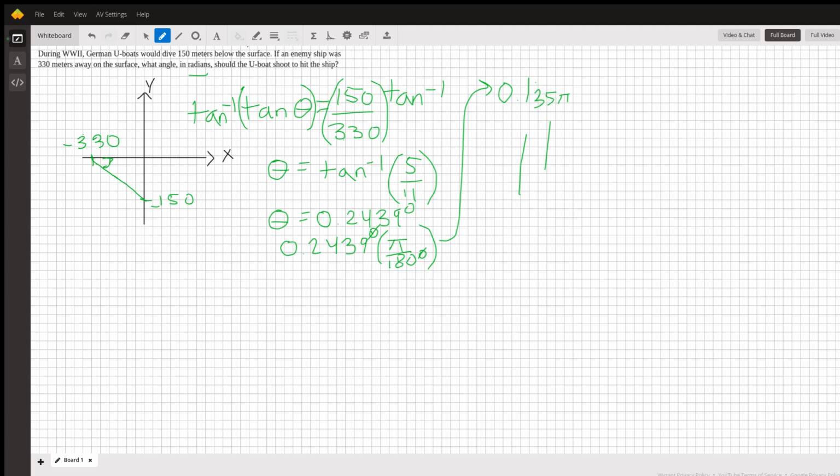We now know what angle the ship must shoot at in radians, which is what the question is asking us. I hope that made sense, and I hope that it answers any questions that you may have on the Cartesian coordinate system, or on tangent, or even on radians.